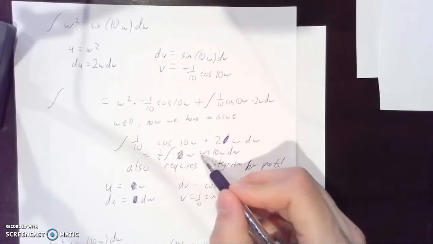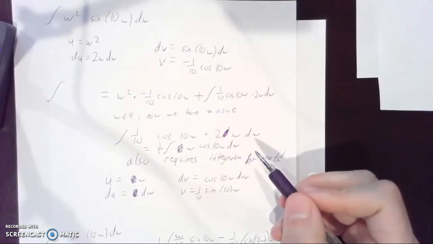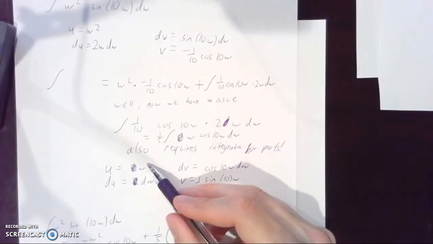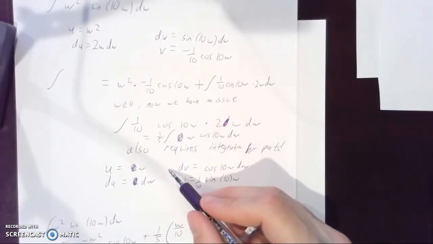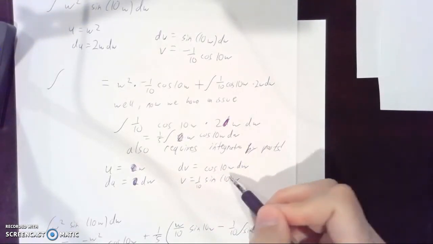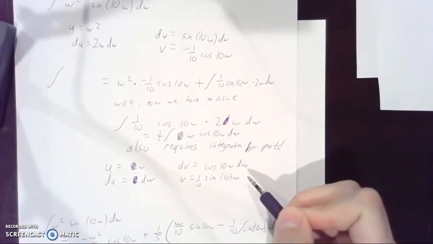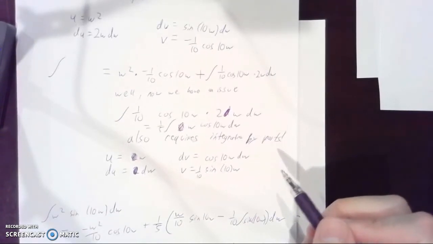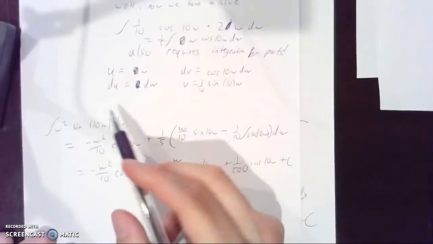Well, that integral is also going to require integration by parts. We're going to have u be w, du is dw, dv is cosine 10w dw, and v then is 1/10 sine of 10w. Now you've got to put it all together.